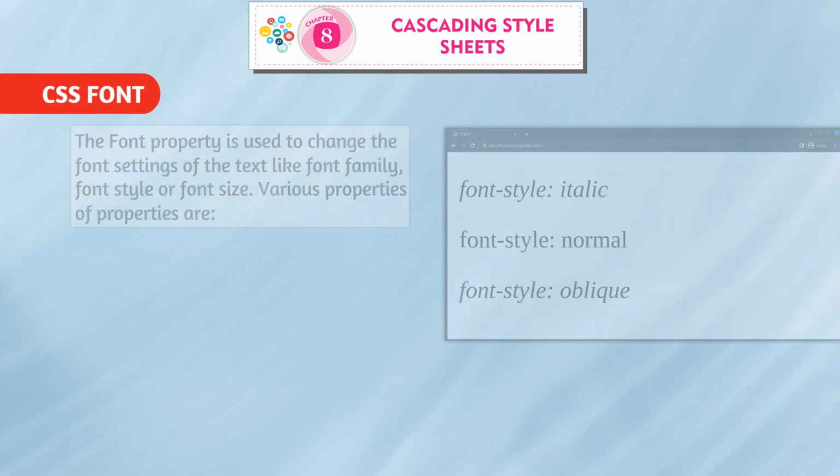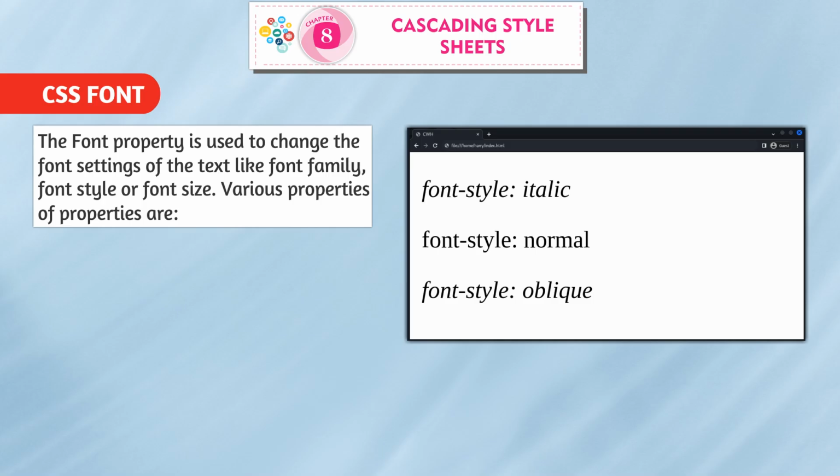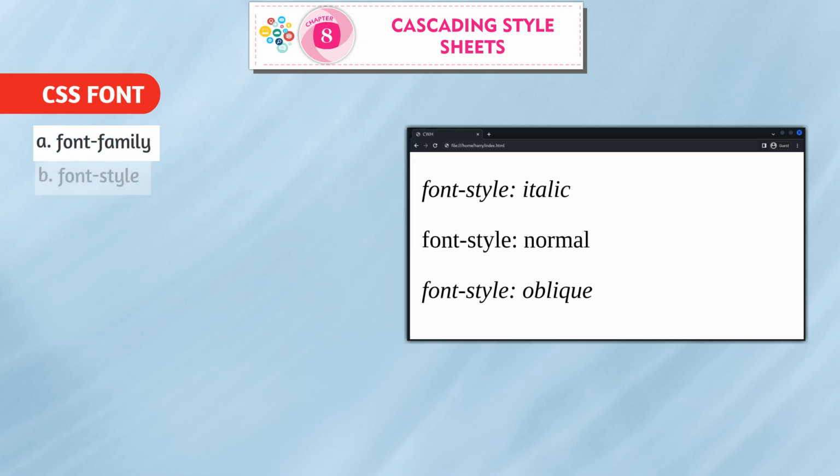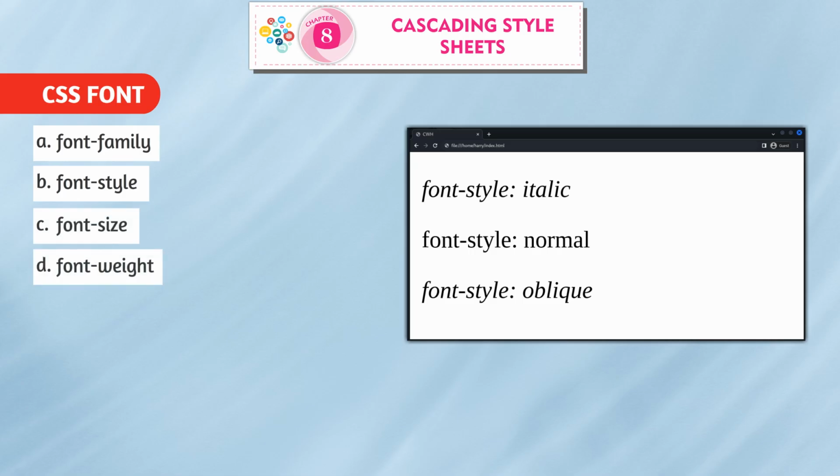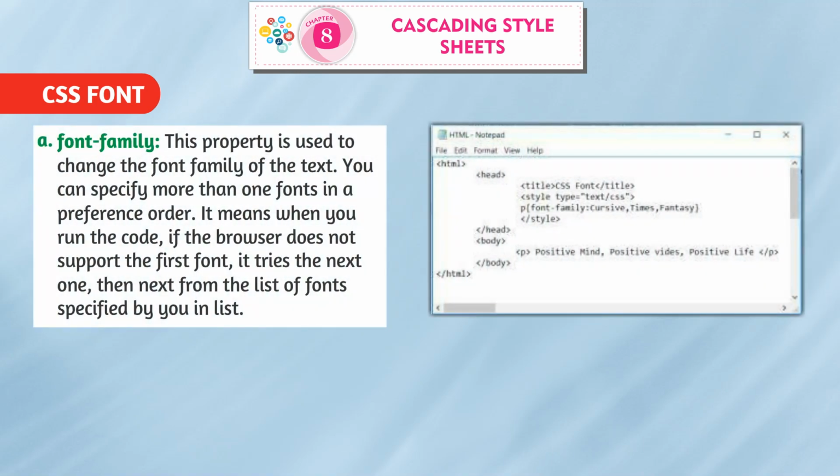CSS font. The font property is used to change the font settings of the text, like font family, font style, or font size. Various font properties are: A. Font family, B. Font style, C. Font size, D. Font weight.